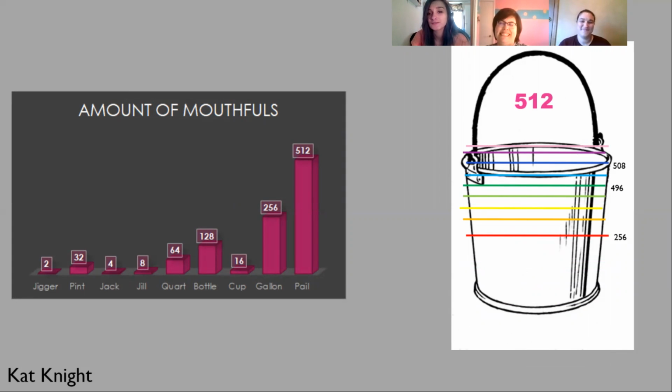And so to find the next line, we're going to add 128, which is our bottle, to 256. And when we do that, we get 384. Then we're going to add 64 to that, which is our quart, and we're going to get 448. And we're going to continue this pattern all the way up until we get 511. So the question asks is how many more mouthfuls can we put in there without it overflowing? We can put 1 more in there to keep it completely even, but if we put anything else, it will overflow.